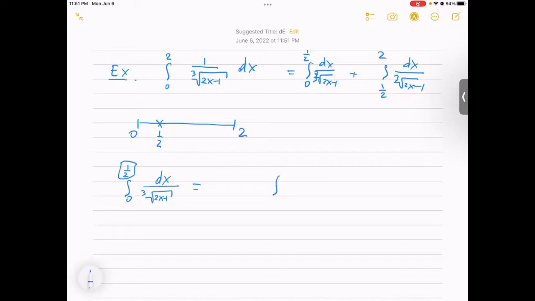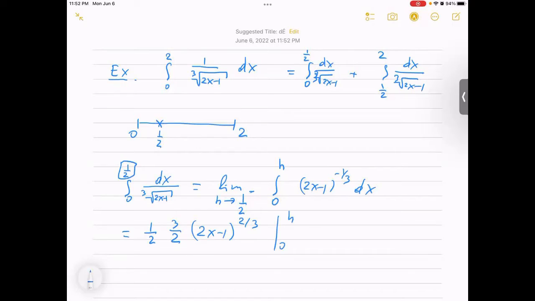So instead of 1/2, we're going to put h, so we get 0 to h. We say h is going to approach 1/2, and it's going to approach 1/2 from the left. So we're going to have (2x minus 1) to the negative 1/3 dx. Mentally do a u-substitution, u equals 2x minus 1. The new power will be 2/3, multiplied by the reciprocal, from 0 to h. Don't forget the limit as h approaches 1/2 from the left.